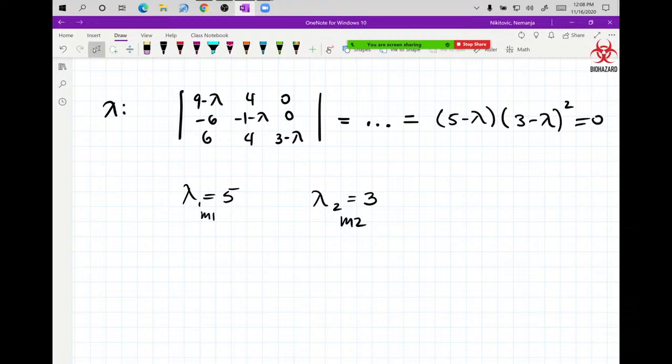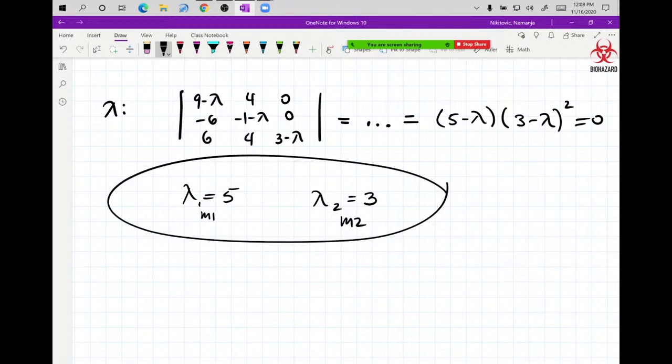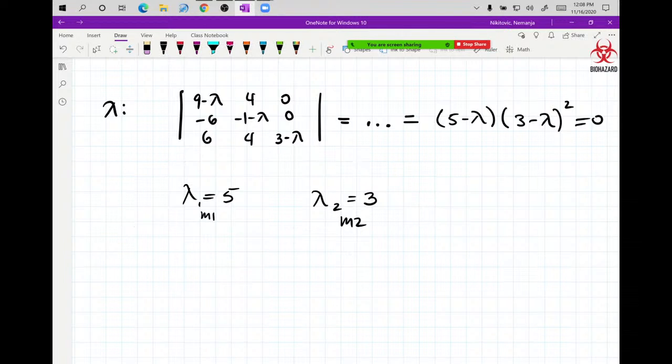So clearly it's a 3 by 3 case. You are expecting 3 eigenvalues, and there they are. You have 1 of these and 2 of these, so altogether that's 3 eigenvalues. One is 5 and 2 of them are 3 each. Now, we all know what to do for this one. That's solved by the 5.2 method.